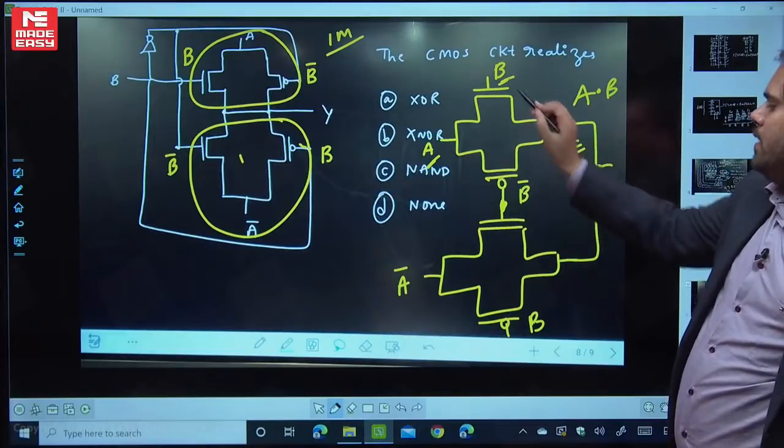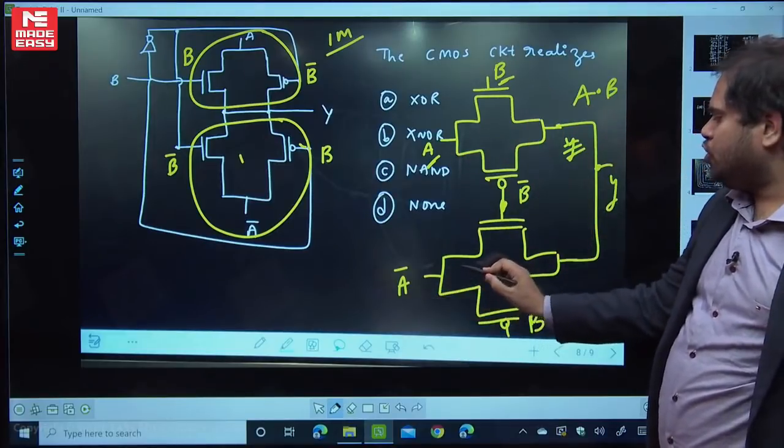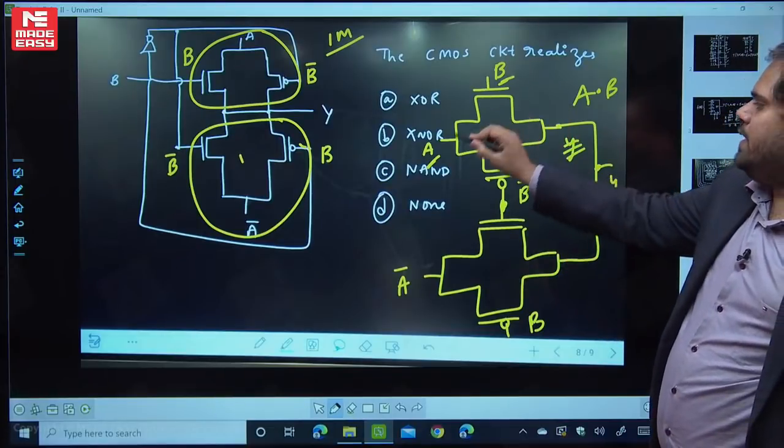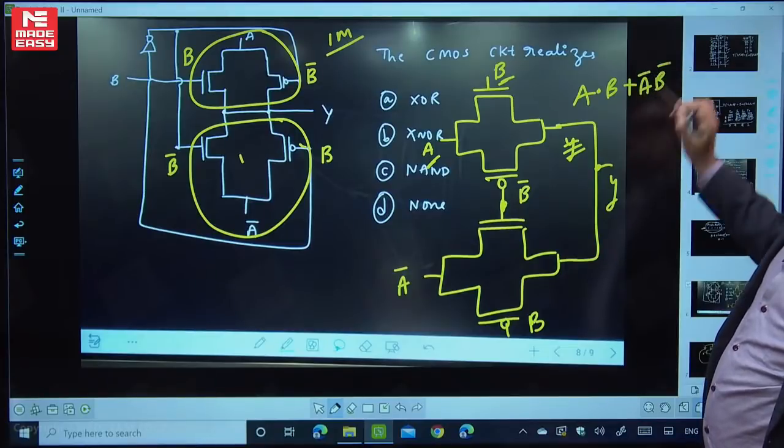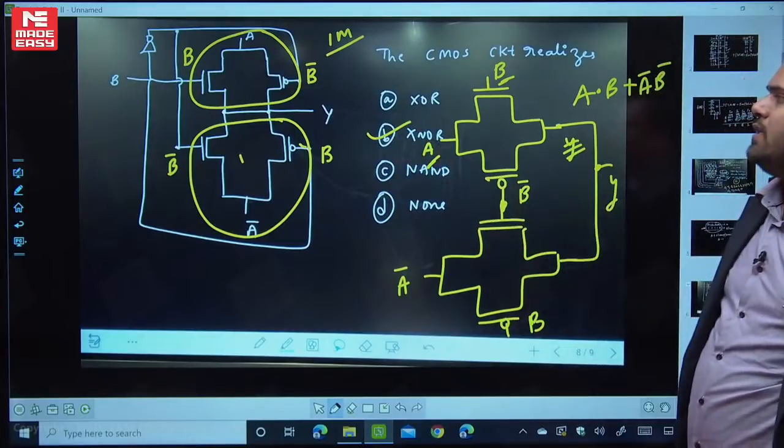Look at the NMOS: A into B plus this is A bar B bar. Just you should see the NMOS. So this is B into A plus this is B bar into A bar. What is A into B plus A bar B bar? It's a simple XNOR gate.